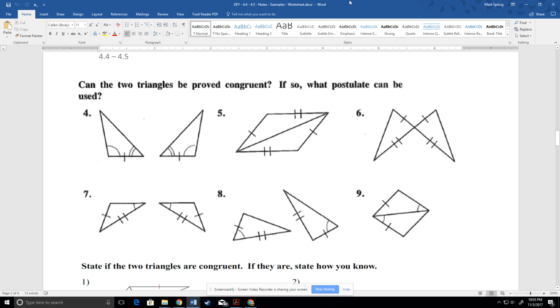All right, so here we go. We're going to go ahead and make the key for 4.4/4.5. Sort of the first part of that. We'll call this A, I guess. So the first question is, can the two triangles be proved congruent? And if so, what postulate?